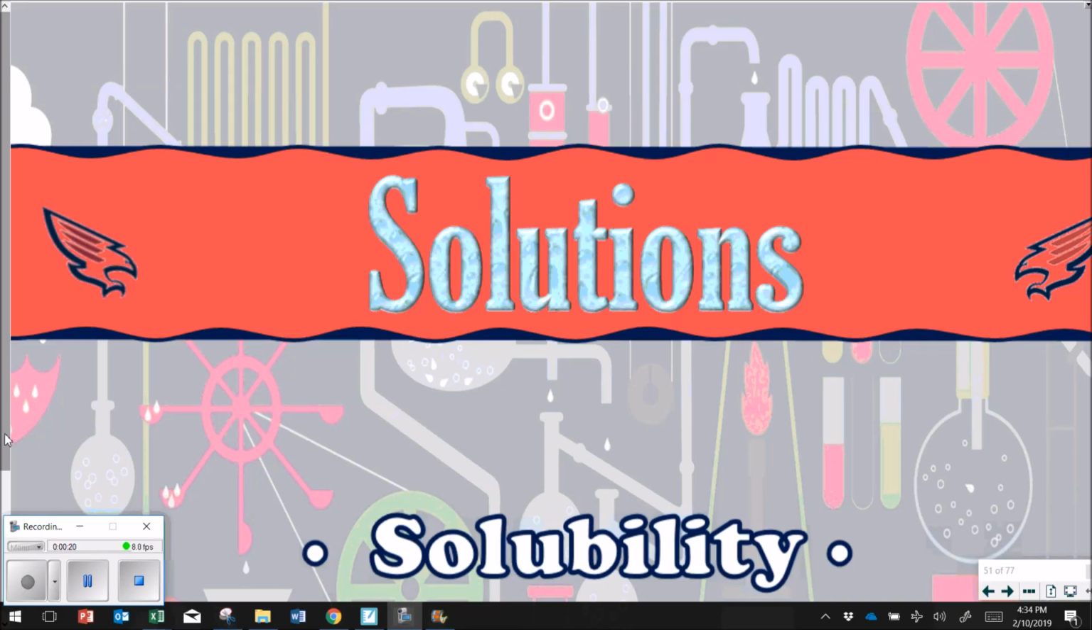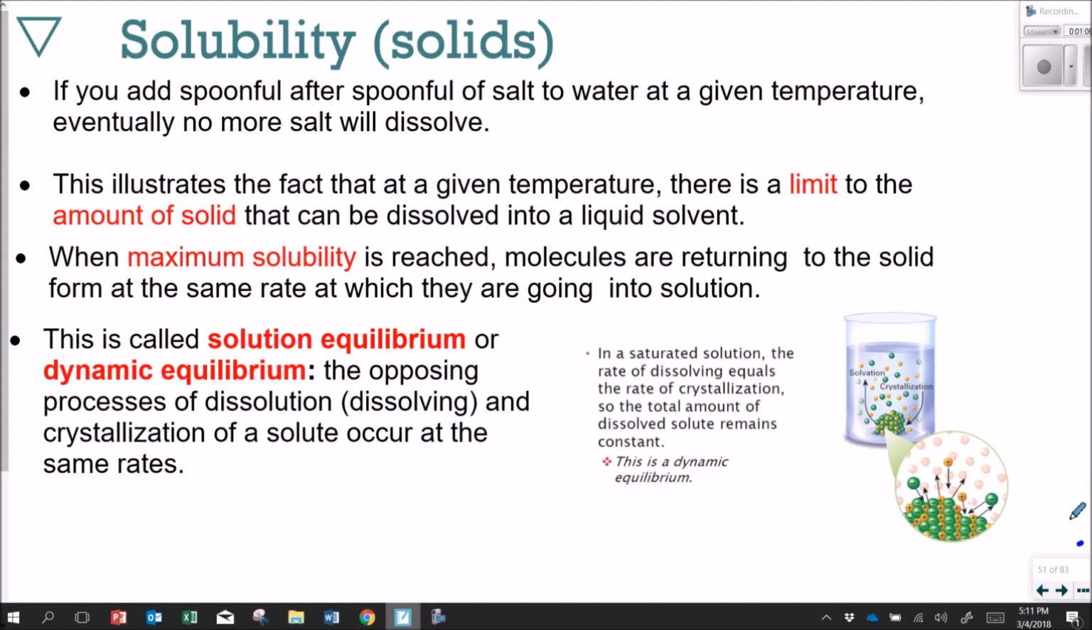Welcome to video 5, where we expand our knowledge of solubility and look at solubility graphs. If you add spoonful after spoonful of salt to water at a given temperature, eventually no more salt will dissolve. This illustrates the fact that at a given temperature, there is a limit to the amount of solid that can be dissolved into a liquid solvent. When maximum solubility is reached, the molecules are returning to the solid form at the same rate at which they are going into solution. This is called solution equilibrium or dynamic equilibrium.